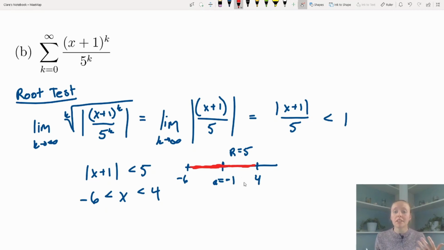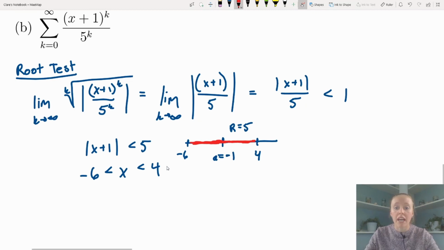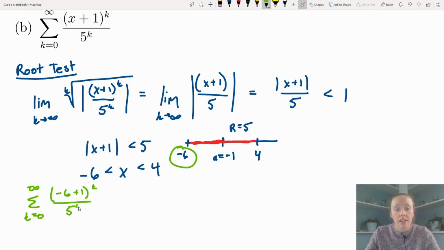And how do we check our endpoints? Well, that's as simple as plugging in those boundaries and seeing what happens to the series by using any other test other than the one we just used to get the interval. So I'm not going to use the root test when figuring out if the series at my endpoint converges or diverges. So again, all I'm going to do is take that endpoint and plug it in for x in my series and see what happens at that value. So I have the summation from k equals 0 to infinity of (negative 6 plus 1) to the k all over 5 to the k.